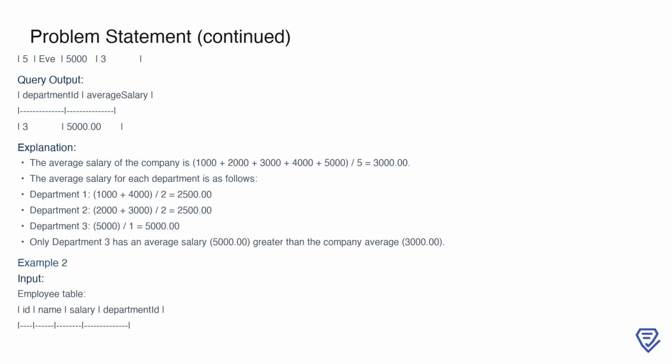Department 1 and Department 2 both have an average salary of 2500.00, which is below the company average, while Department 3 has an average salary of 5000.00, which is higher. Thus, the output contains only Department 3 with its average salary of 5000.00.